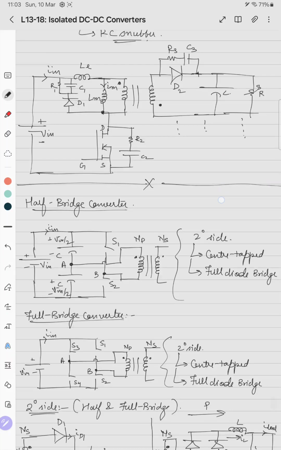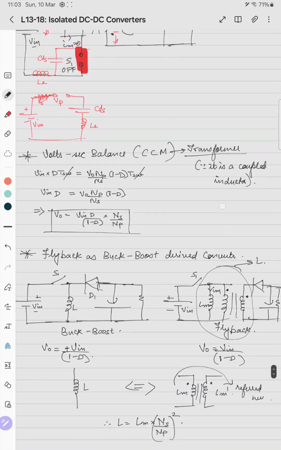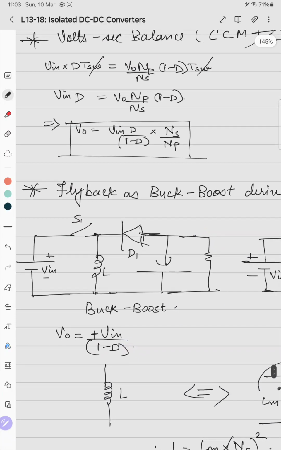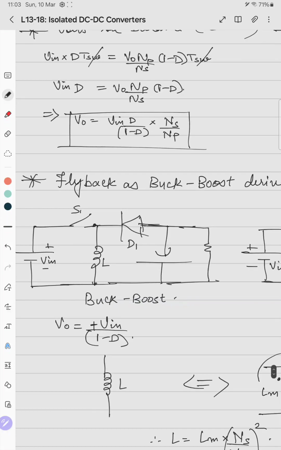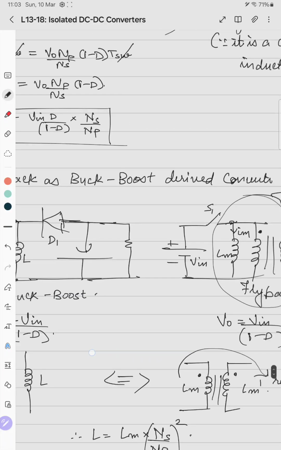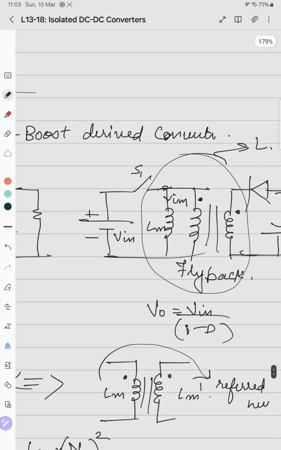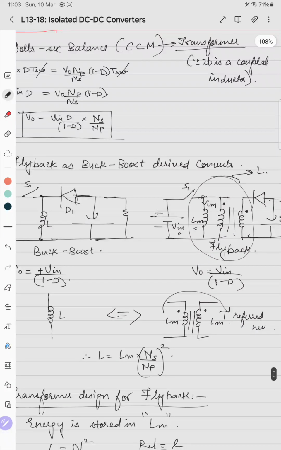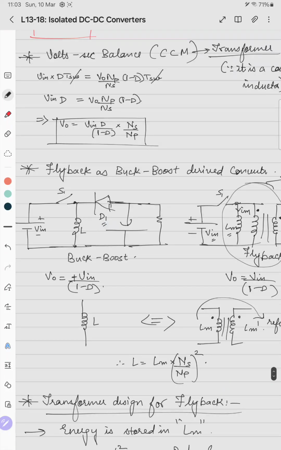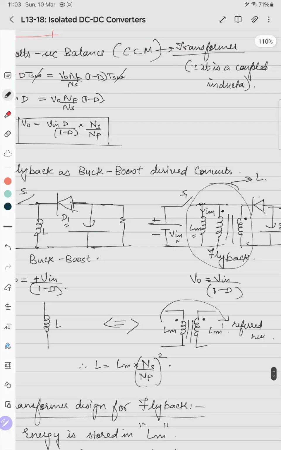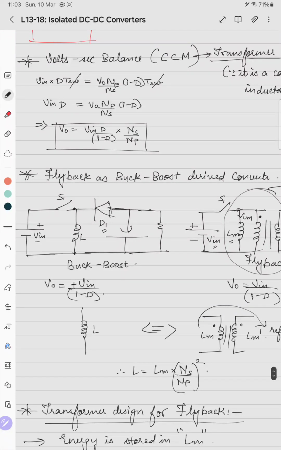In a buck-boost converter, this is the inductor. When the switch S1 is on, the inductor is powered from Vin. Similarly, in the flyback converter, if S1 is on, LM is powered from Vin, and the load is disconnected because the diode D1 is reverse biased. When the switch is off, the inductor current needs a path to continue, so the diode D1 is forward biased.